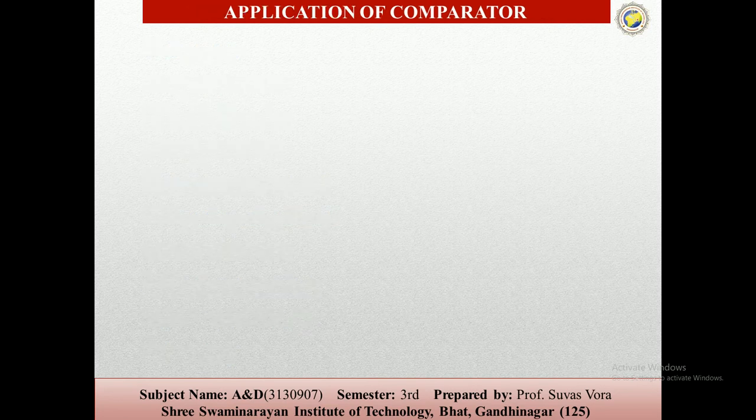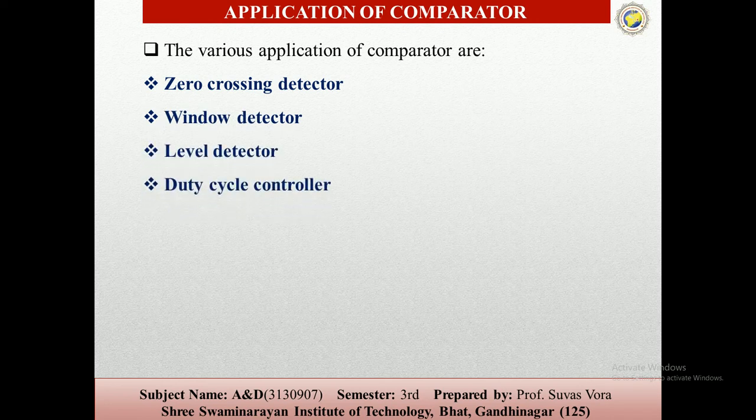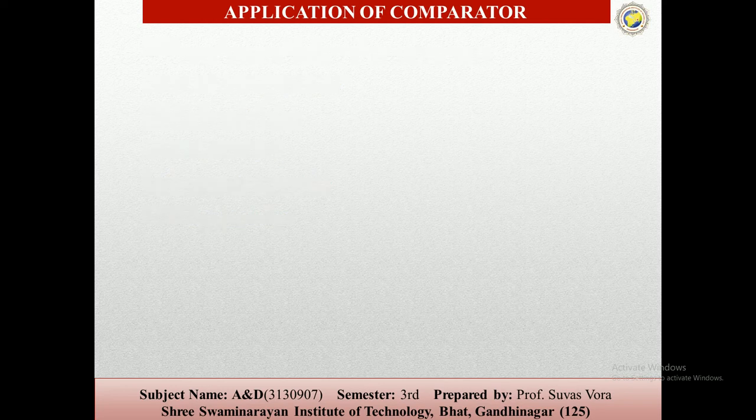So now the applications of the comparators. There are various applications of the comparators: first one is the zero crossing detectors, then window detectors, level detectors and duty cycle controllers, and the last one is the pulse generators. Here we will only explain a few applications of the comparators. Now start with the first one, the zero crossing detectors.